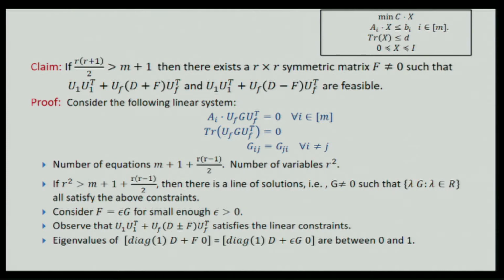Let it stay. Okay, so I want to show this is true. So consider the following linear system. We want to find such a matrix F, show that it exists. And the way we'll show it is just that there's a linear system with more variables than inequalities, or at least as many variables as inequalities, and therefore there's a solution. That's it. So why is that?